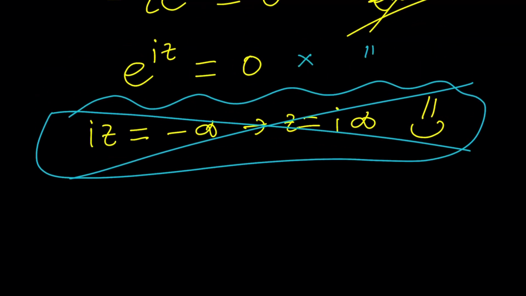Okay, bad, right? But what about e to the power iz equals 1? Does it have a solution? Because if e to the iz is 0, then this is true. But if this is true, does that imply the other equation? Something to think about. So I'm going to leave that with you. And before we finish this video, I want to show you something else.